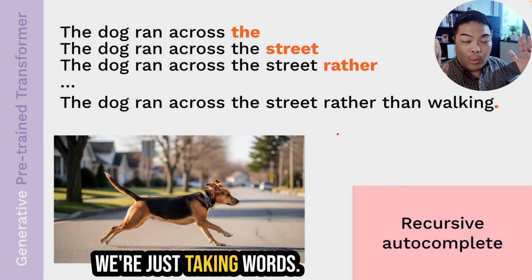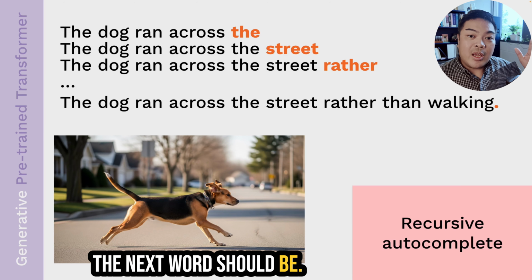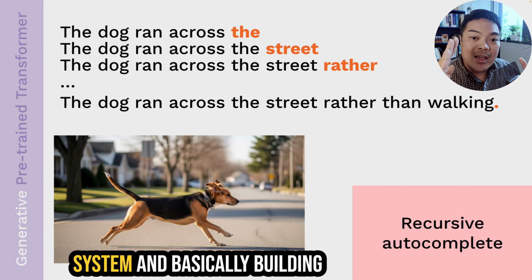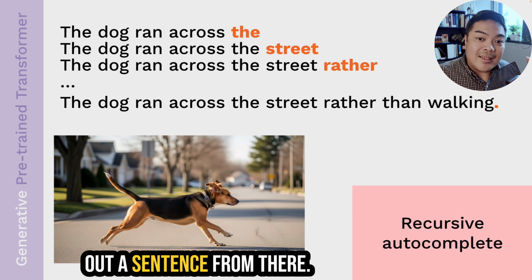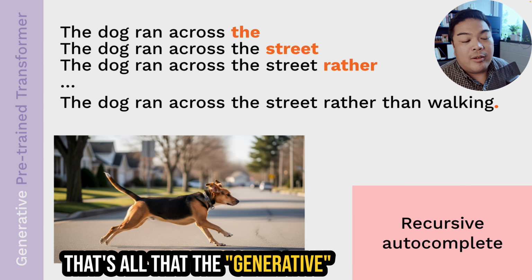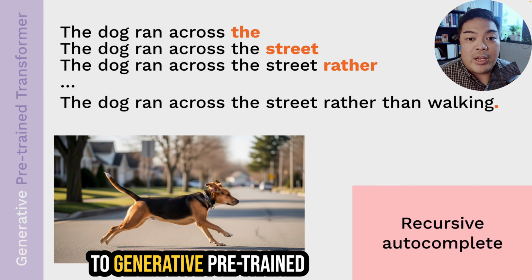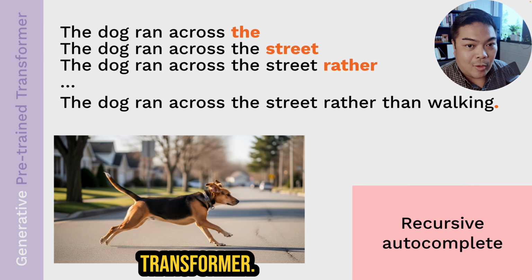We're just taking words, we're figuring out what the next word should be, we're feeding that back into the system, and basically building out a sentence from there. That's all that the generative part means when it comes to generative pre-trained transformer.